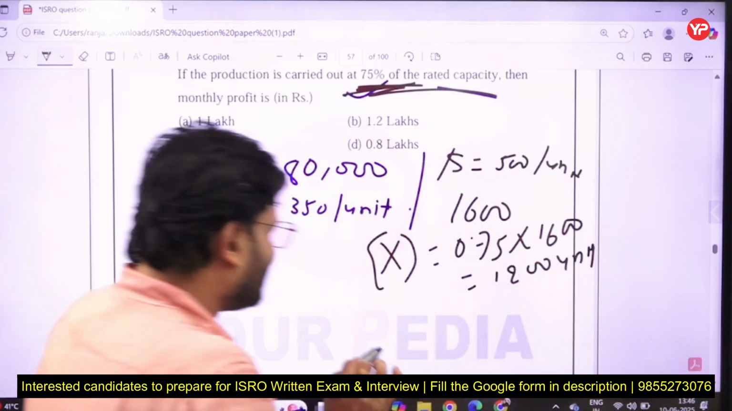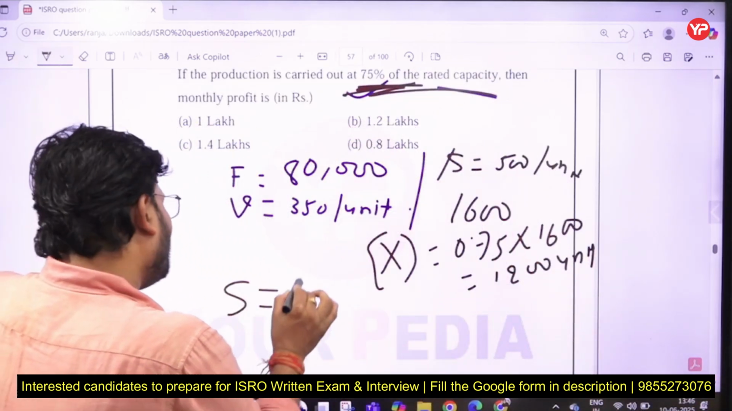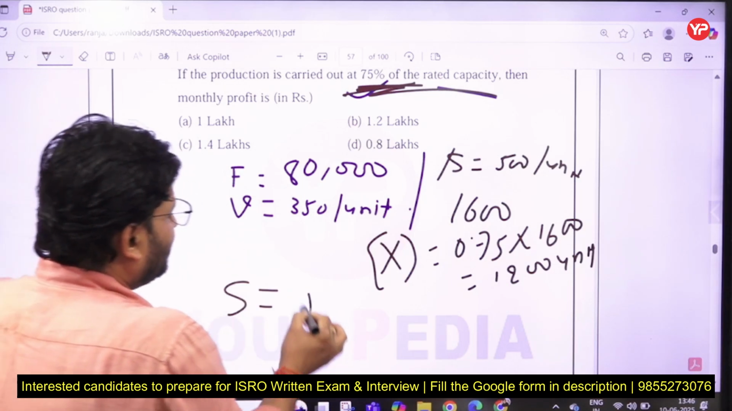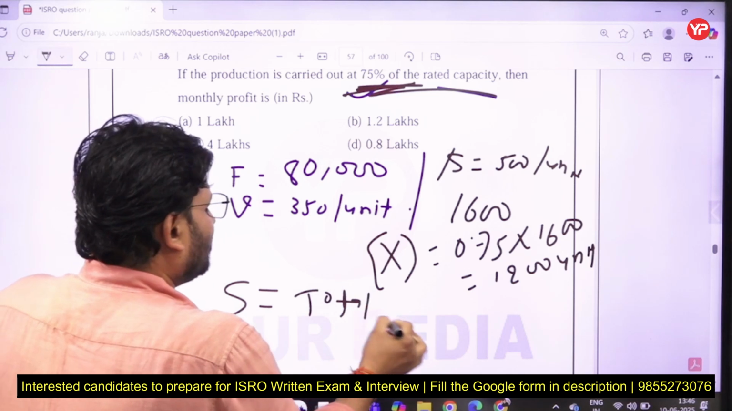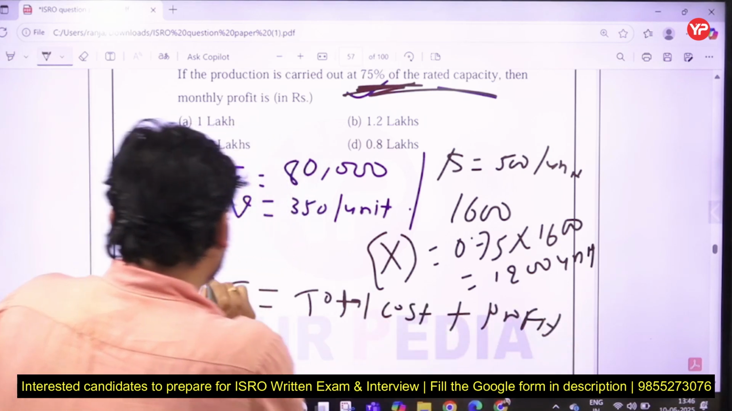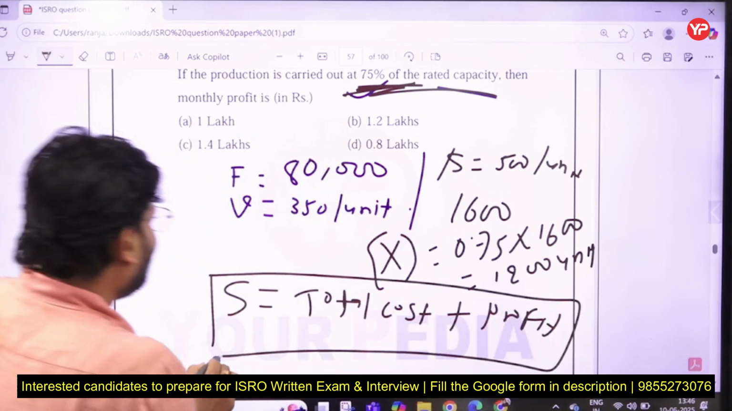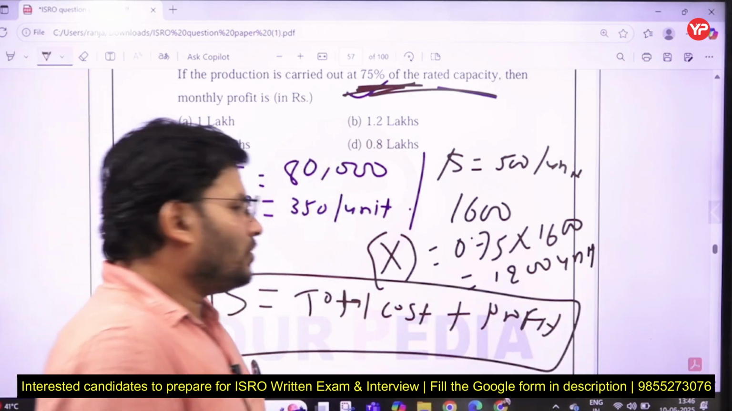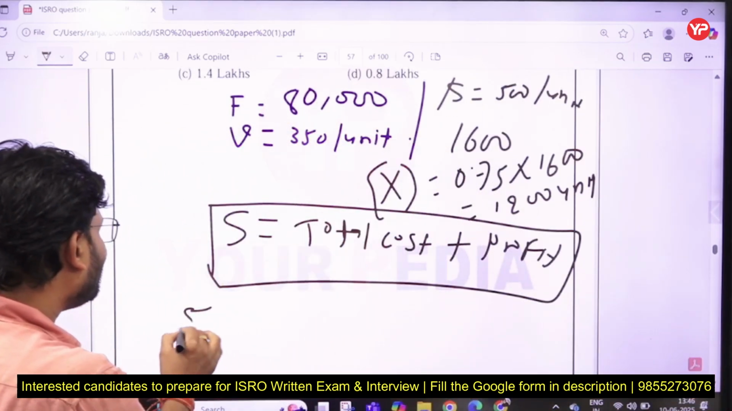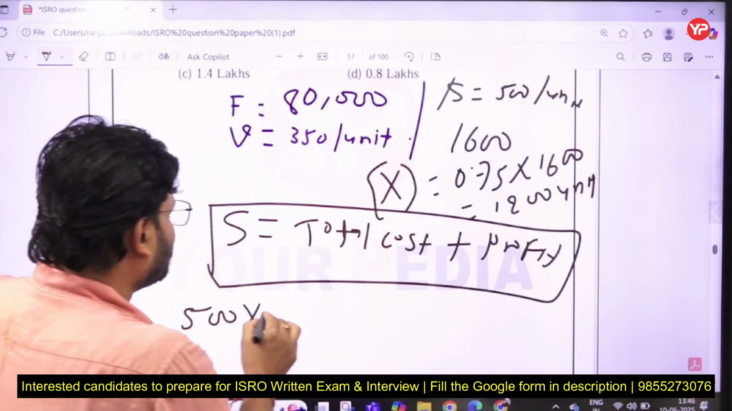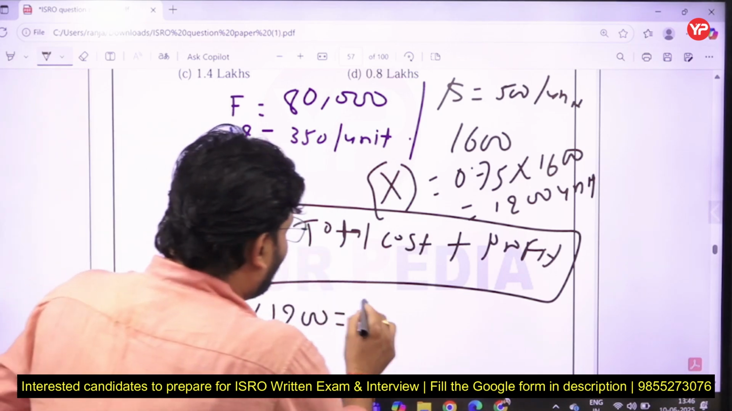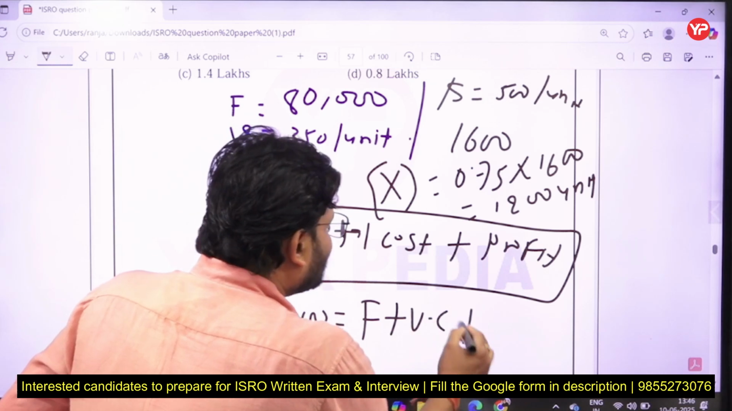What will be the selling price? Selling price equals total cost plus profit, a simple thing. If you are going to sell anything, you have whatever cost is there, and you need some profit also, obviously. So the selling price is 500 per unit, and how many units have they produced? 1200 units. What is the total cost, sir? Total cost is fixed cost plus variable cost plus profit.